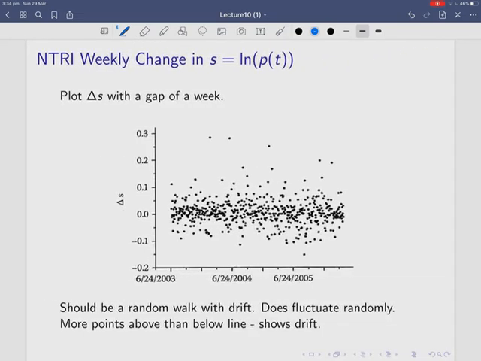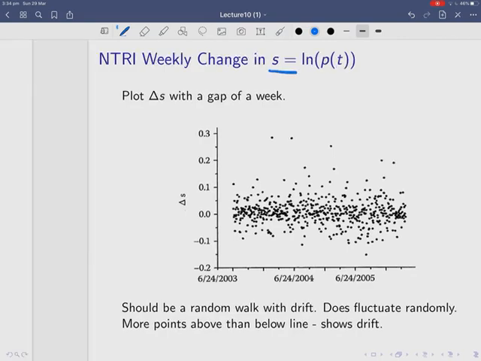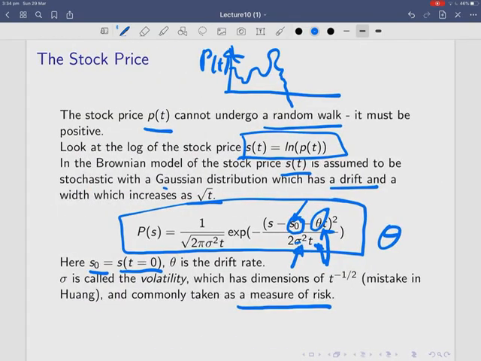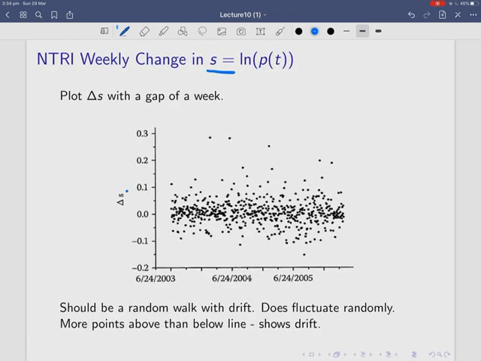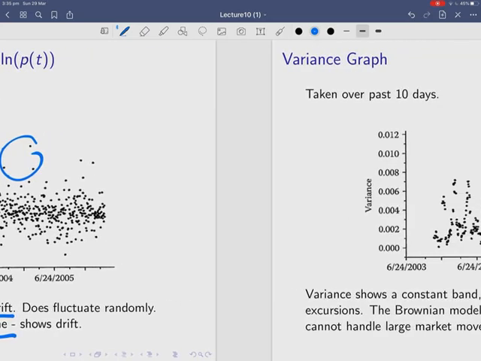If we look at the weekly change in the stock price, remember this distribution tells us what it should look like as a function of time, and we can change the time. If we look at the weekly change, delta S, for the log of the stock price for various years, it should be a random walk with drift. That's the idea. It does fluctuate randomly; you can see it's going all over the place. There are more points above than below the line, so it does show some drift.